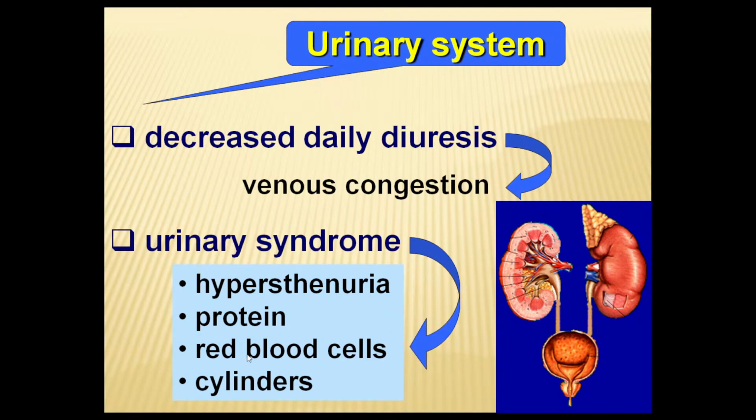There will be proteinuria, and as a result hyperstenuria. Urine will be rich with red blood cells and cylinders, which indicate that protein goes through the glomeruli. But it's not primary glomerulonephritis. It is congestive kidney due to progressive heart failure.